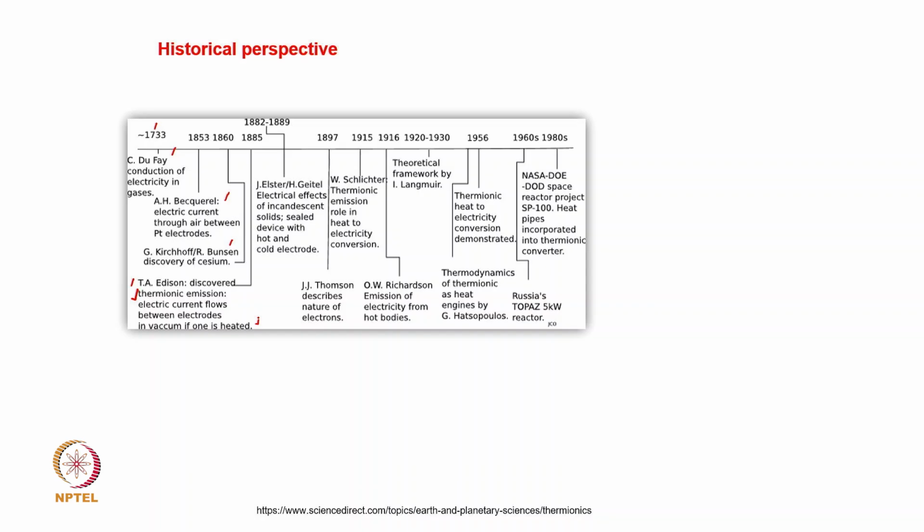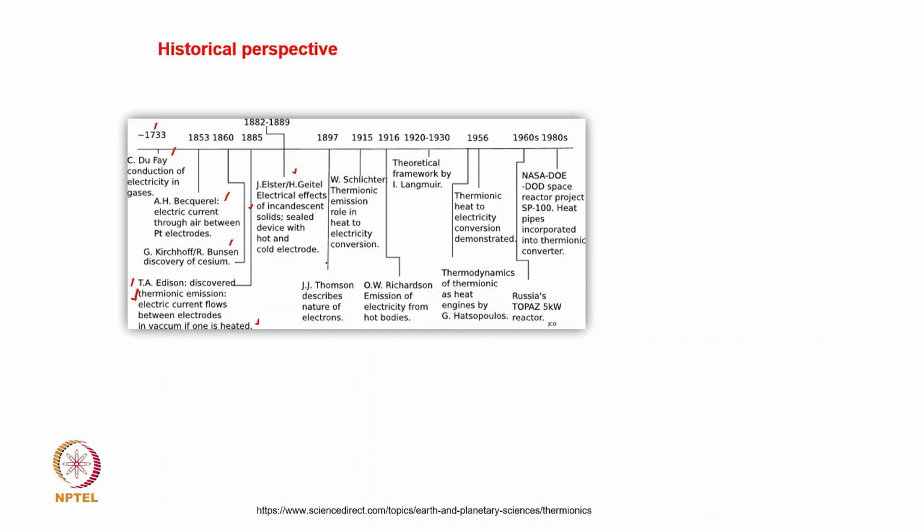All right. And then during this time, around 1882 to 1889, Elster and Geitel showed the electrical effects of incandescent solids in a sealed device with hot and cold electrodes. So, these are actually further work on these vacuum tube based thermionic devices.